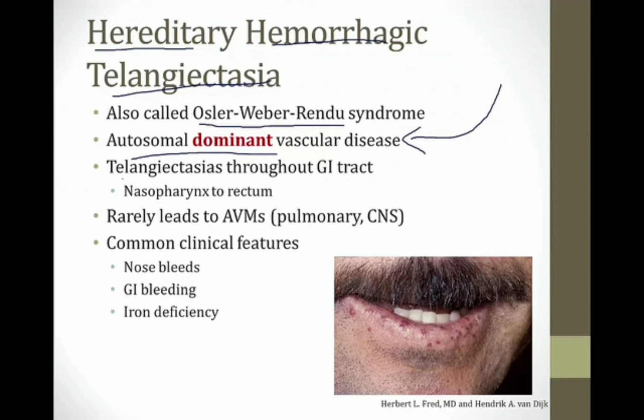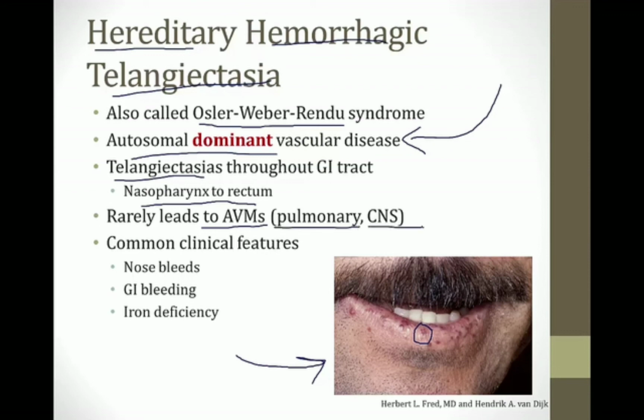And these patients develop telangiectasias throughout the GI tract, anywhere from the nasopharynx to the rectum. And as I said before, telangiectasias are small dilated capillary beds, but they're very similar to the angiodysplasia we saw on the last slide. And this is a picture of a man who has hereditary hemorrhagic telangiectasia, and you can see that he has telangiectasias on his lips, and these patients can get them anywhere from their nose to their lips to the rectum. Rarely this condition leads to the formation of AVMs, which are arteriovascular malformations. These are large clumps of blood vessels that can develop in the pulmonary vasculature or in the brain.